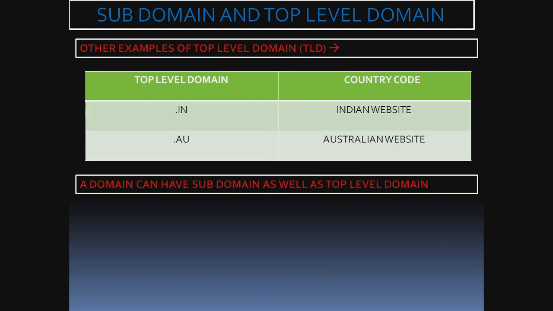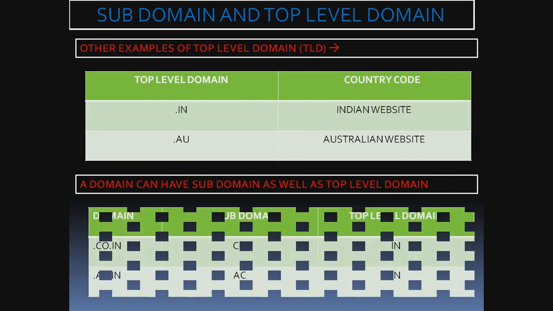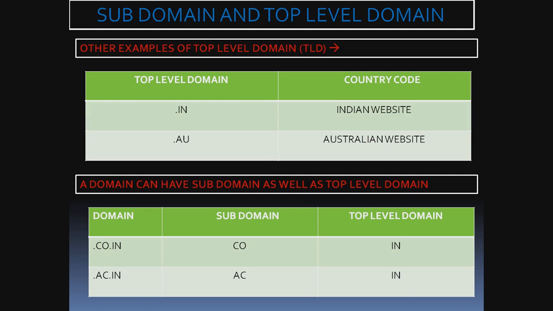Now, a generic domain naming system can have subdomains as well as top level domain. Like, as I said, nic.in CBSE part. Similarly, say www.amazon.co.in. So here co is the subdomain. Co means company, and in is the top level domain. It shows the country. It is the country code.